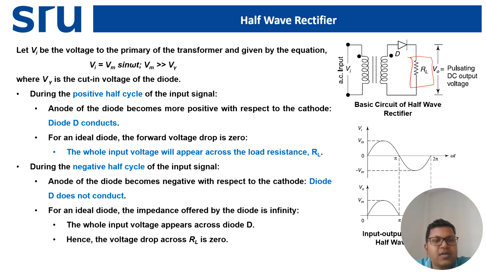During the negative half cycle of the input signal, what happens? The anode of the diode becomes negative with respect to the cathode. That is, your P side becomes more negative compared to your N side. That means the diode D does not conduct, right? For an ideal diode, the impedance offered by the diode is infinite. Basically, it is working like an open switch. The whole input voltage appears across diode D, hence the voltage drop across RL is 0. Forget about all these terminologies: if it is like an open switch, nothing is passing through. So here we will not see any voltage; it will be flat or zero.